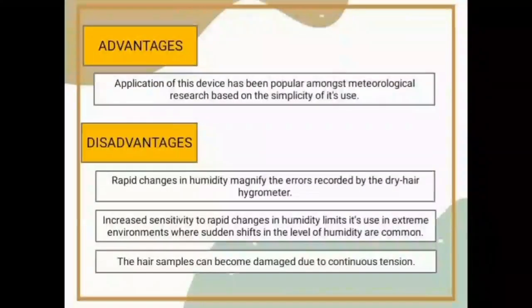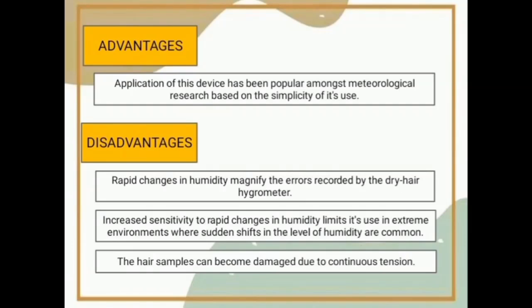So here are the advantages and disadvantages of the hair tension humidity sensor. The advantage of that device is that it has been popular amongst meteorological research based on the simplicity of its use, while the disadvantage is that rapid changes in humidity magnify the errors recorded by the dry hair hygrometer.